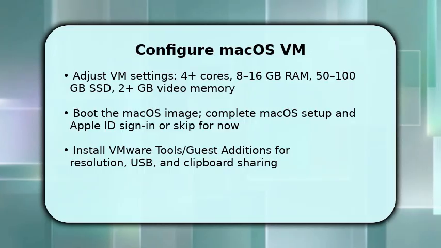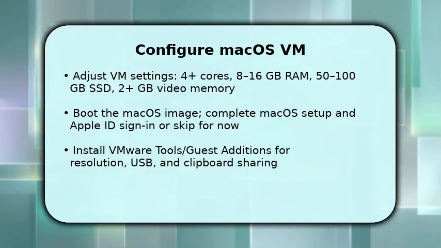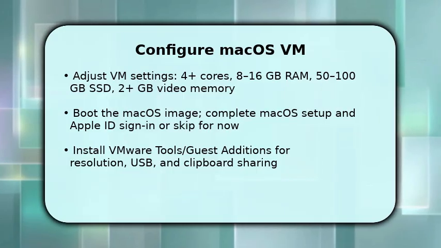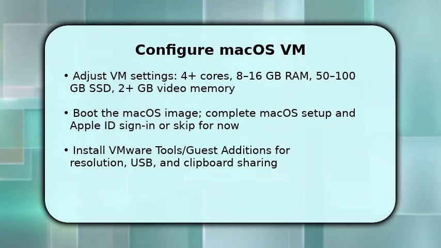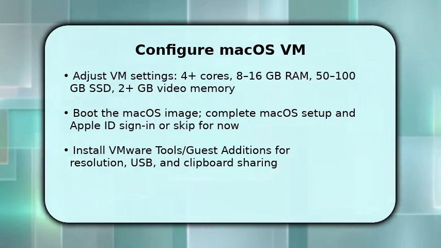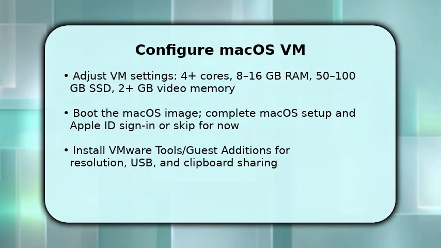Once the VM is created, configure resources. Assign 4 or more cores, 8 to 16 GB RAM, 50 to 100 GB SSD storage, and at least 2 GB video memory. This ensures Final Cut Pro performs acceptably.